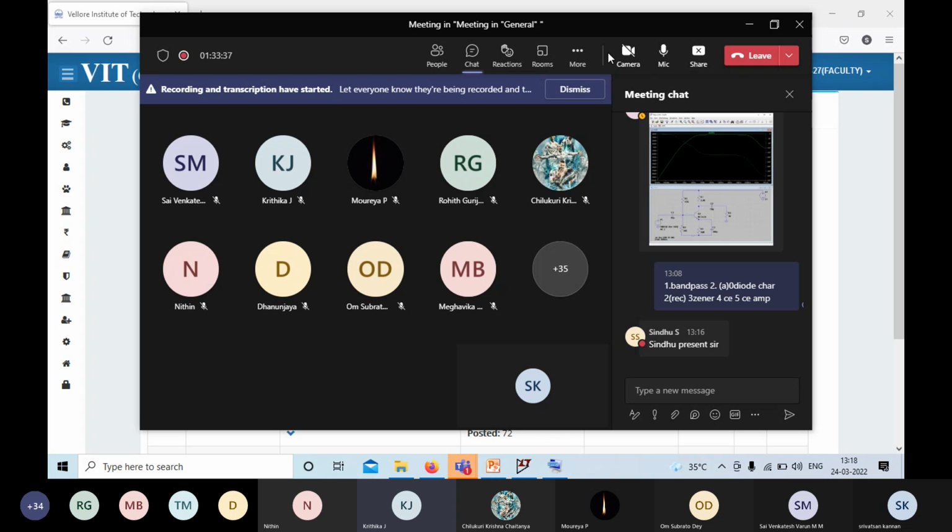Sir, should we show the calculations or can we just paste the table from VLabs? Yes, you can paste the tables from the VLab. Okay, sir.